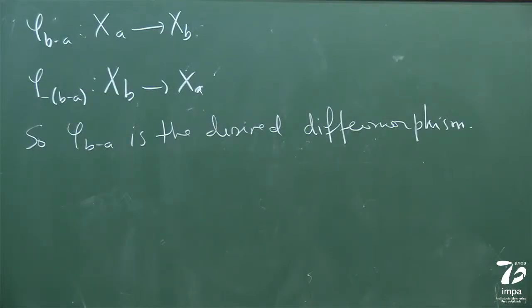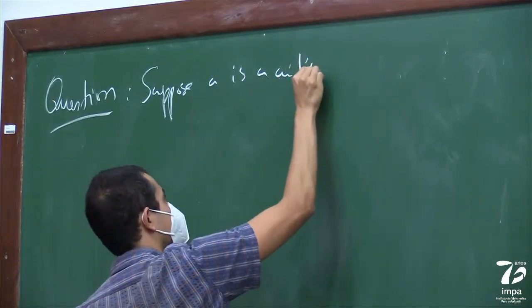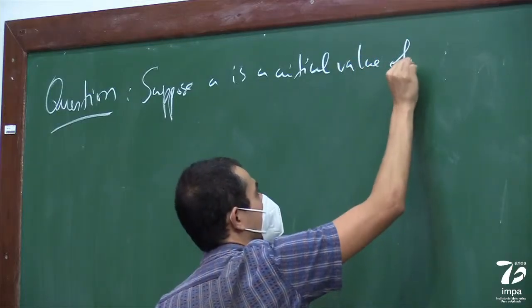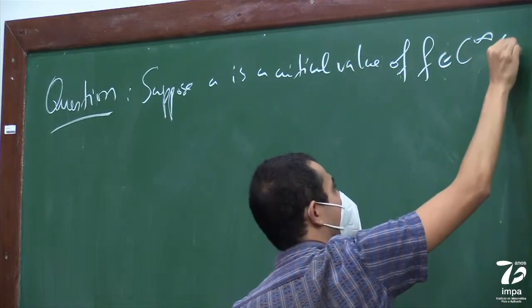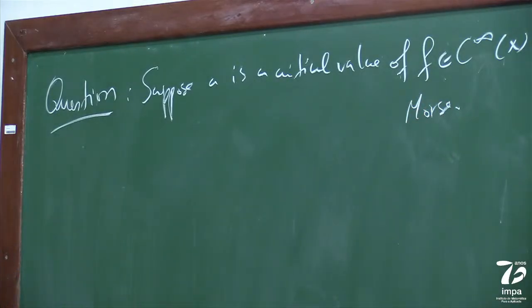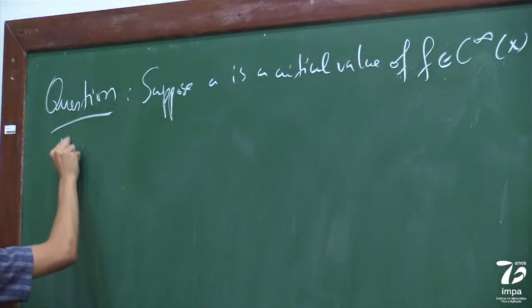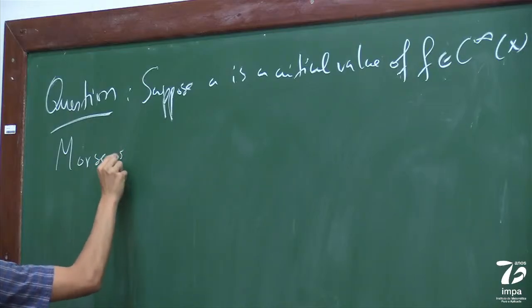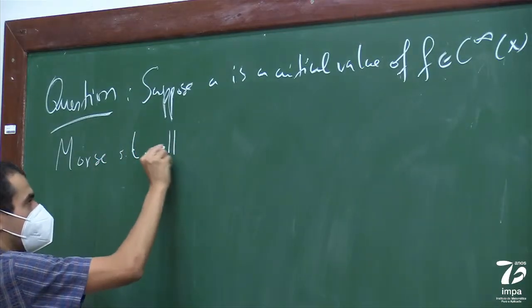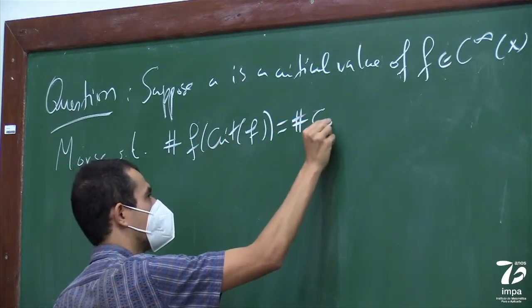So the question is the following. Suppose A is a critical value of f, and f is a Morse function, and it has the property that all the critical values correspond to a unique critical point. Okay? Let me just write the whole sentence. It's Morse such that the number of critical values is equal to the number of critical points.